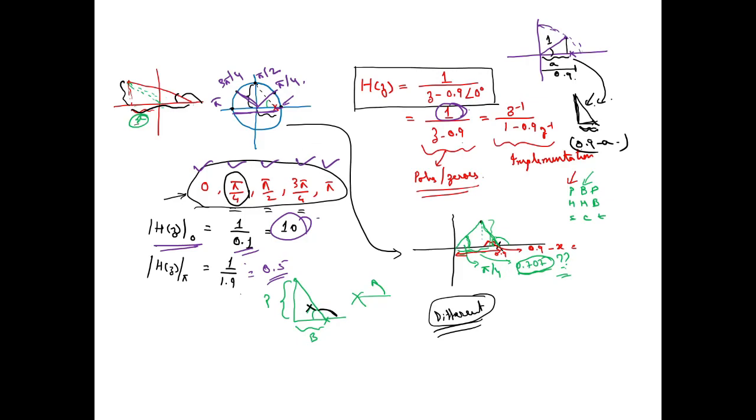Next is here. We know this is 1, this is 0.9. It's simple, you calculate this value.